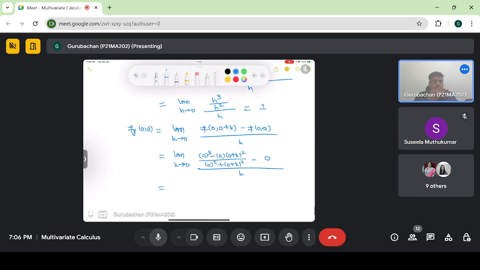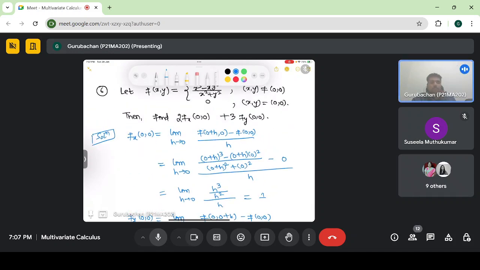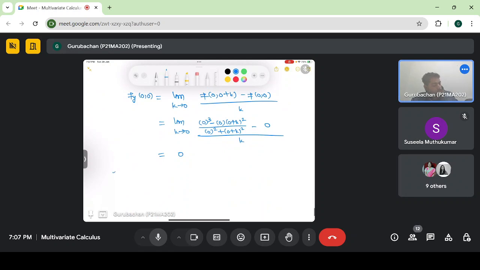What is the value of this? Tell me. The value is 0. And what we have to find out is 2 times fx at (0,0) plus 3 times fy at (0,0). It will be 2 into 1 plus 3 into 0. It will come out to be 2. Anybody have any doubt in this? Shall I move to the next question?